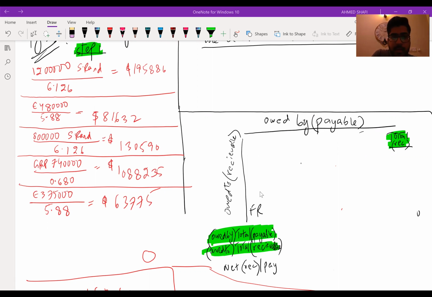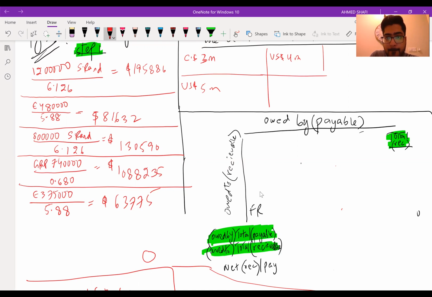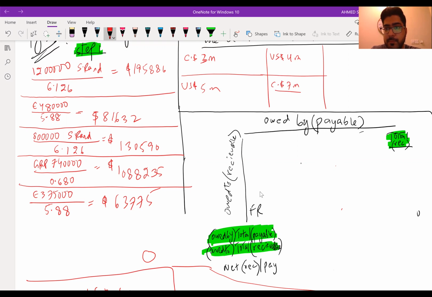So Canadian dollar 3 million, then US dollar 5 million, US dollar 4 million, Canadian dollar 7 million, Canadian dollar 2 million, US dollar 6 million, Euro 12 million, and finally Canadian dollar 5 million.